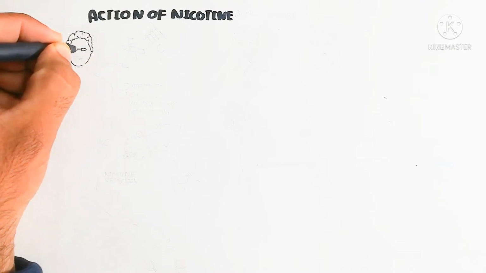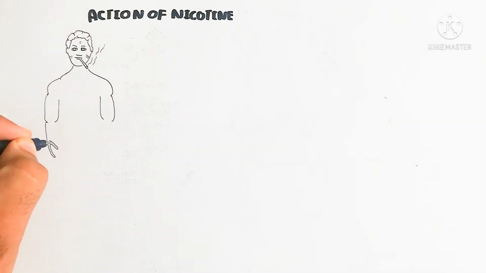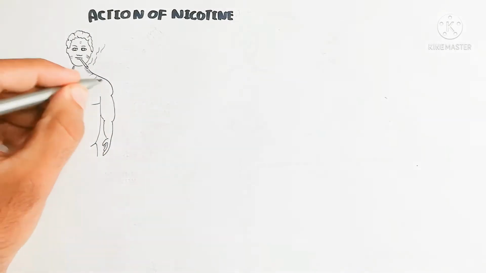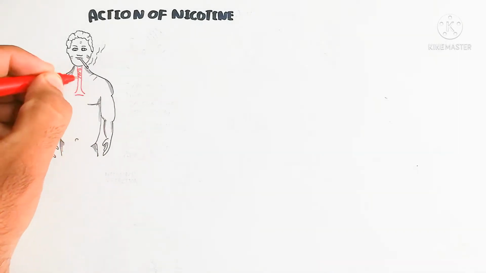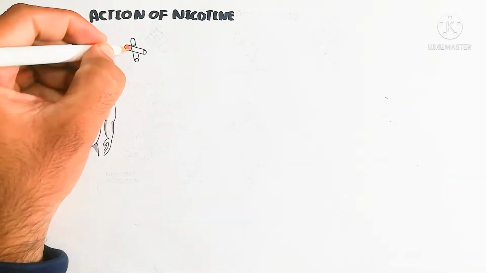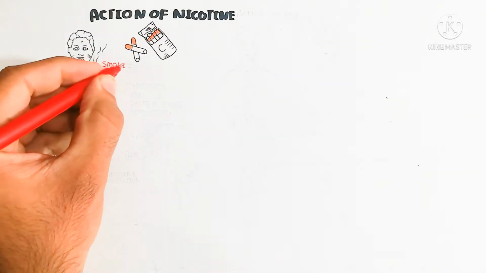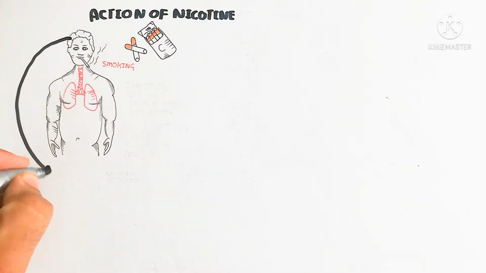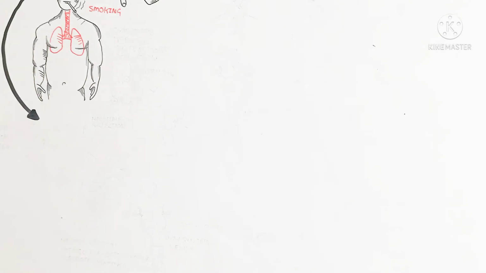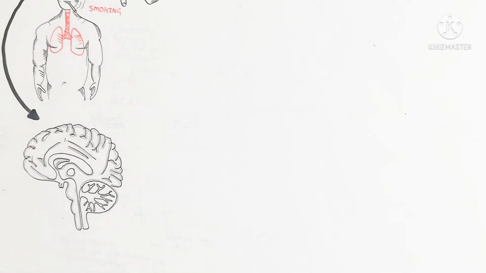Hello, in this video we will discuss the action of nicotine. This is the nervous system lesson. Here is a person consuming a cigarette, which is damaging their lung. Smoking a cigarette affects the higher brain cortex.